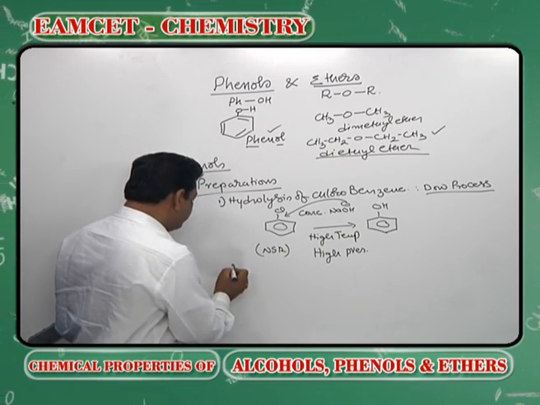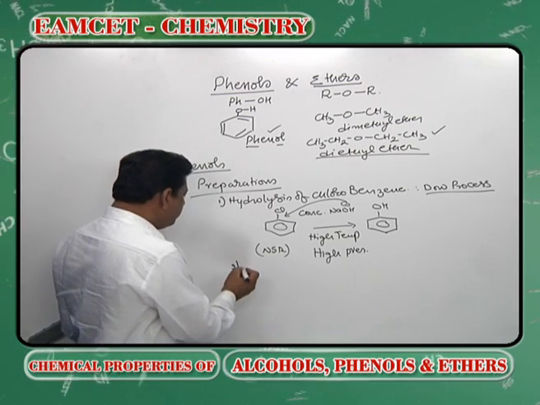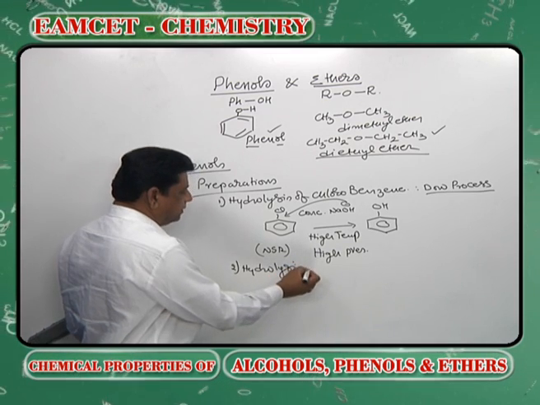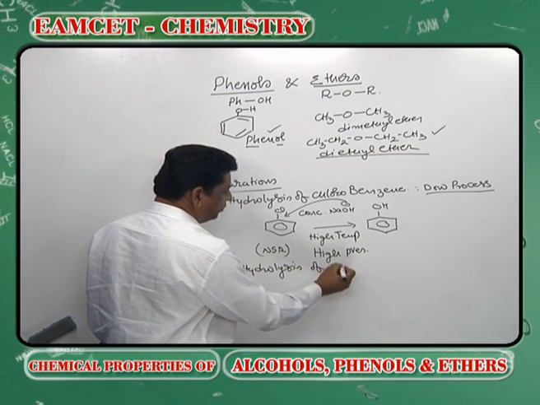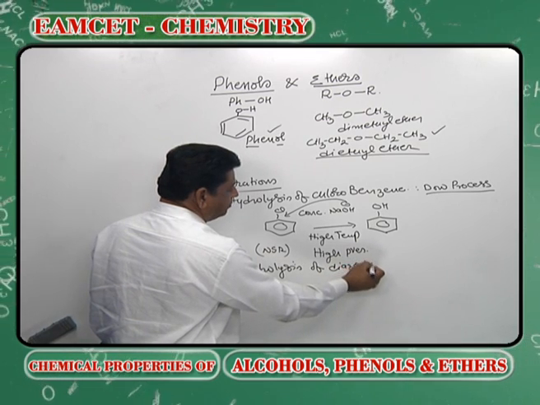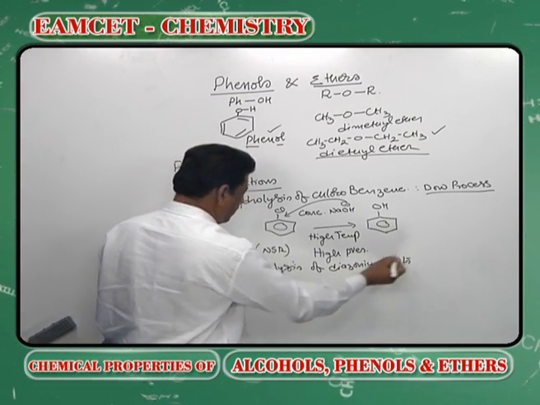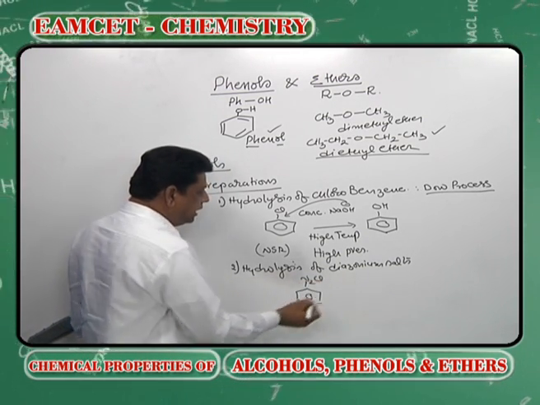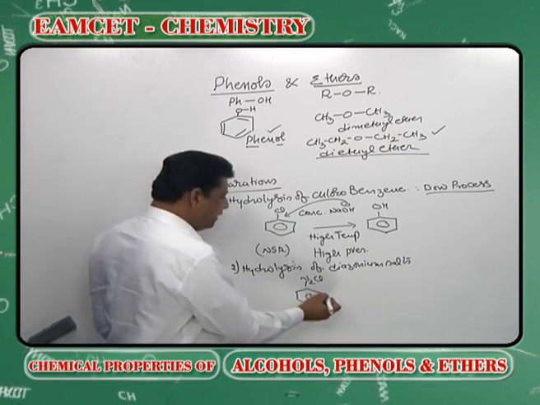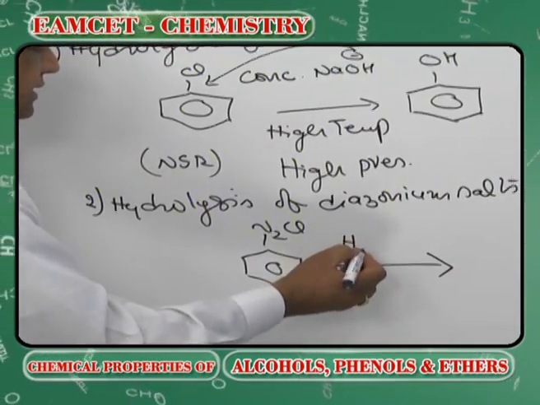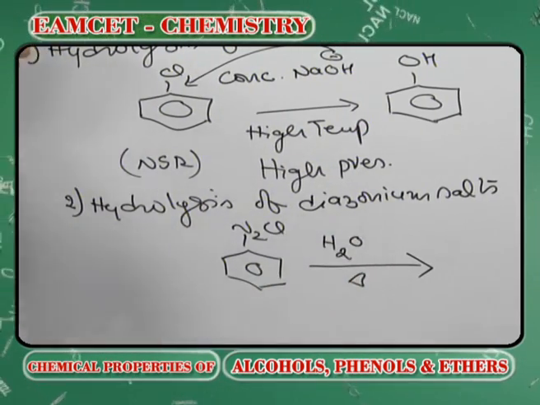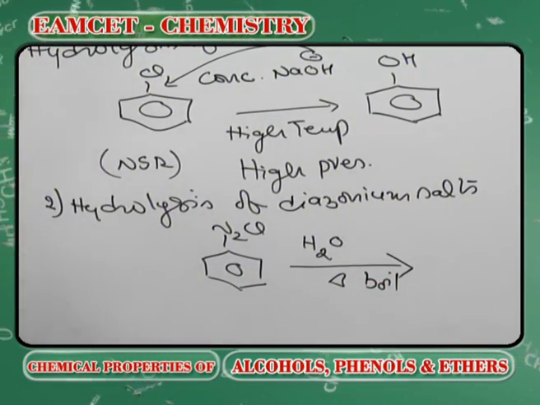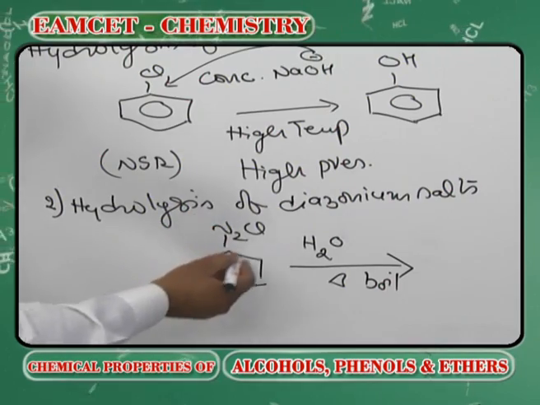Now, let us go for the second method. It is the hydrolysis of diazonium salts. Benzene containing N2Cl is called benzene diazonium chloride. Here you need not do anything, just add some water and warm it. Heat with water or boil it for some time. The OH present will replace the N2Cl group.